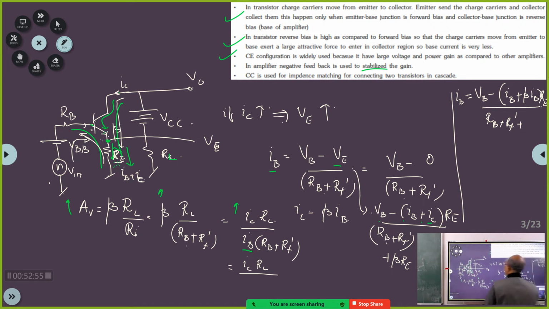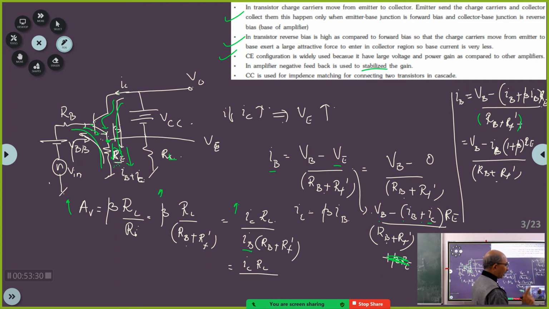Okay, I will not take this. I will just take this because I am only stopping at this point. I am only seeing this current. Leave it. I will only take it like this. Done. So now my equation for IB will be what? VB minus IB into (1 plus beta) into RE, divided by RB plus RF. Correct now?